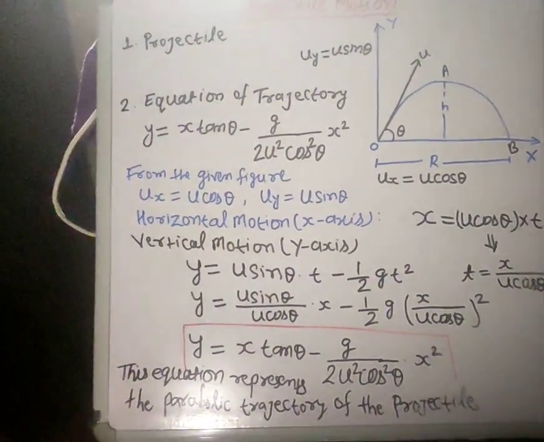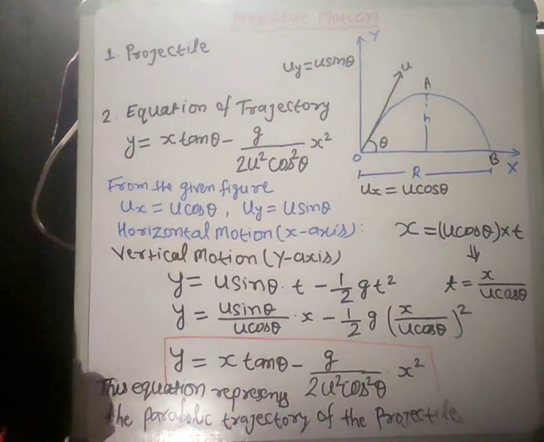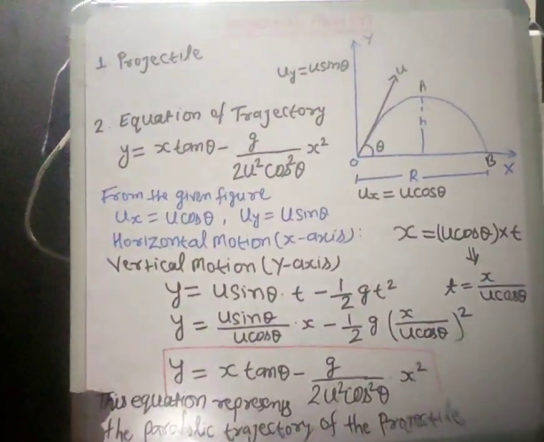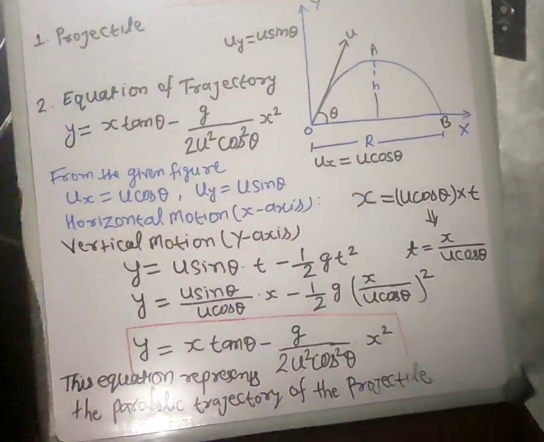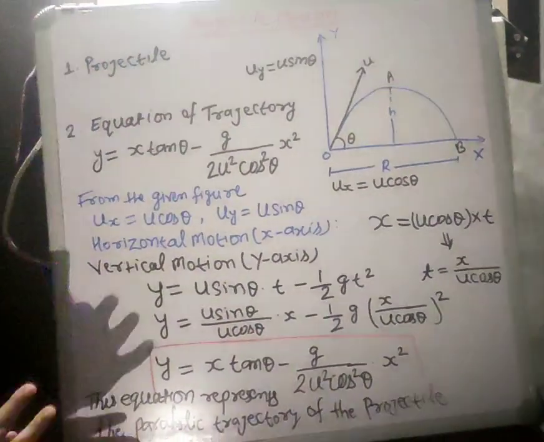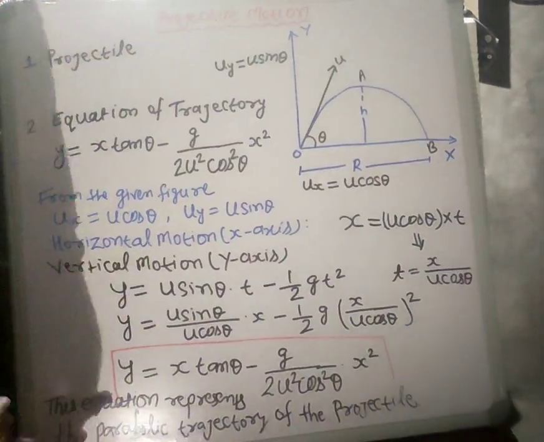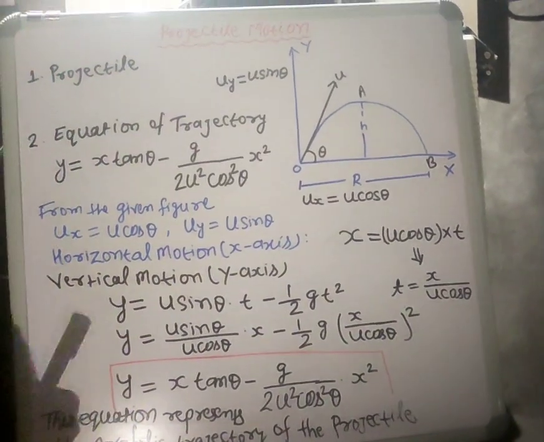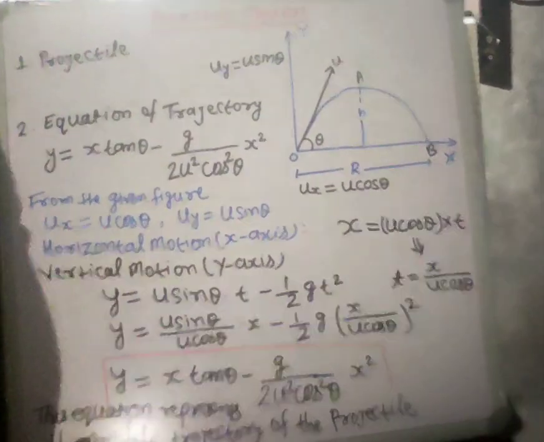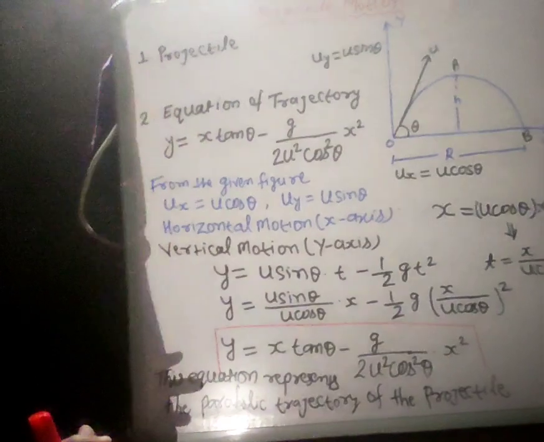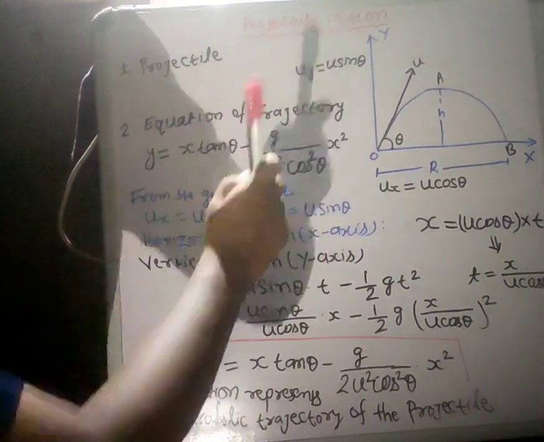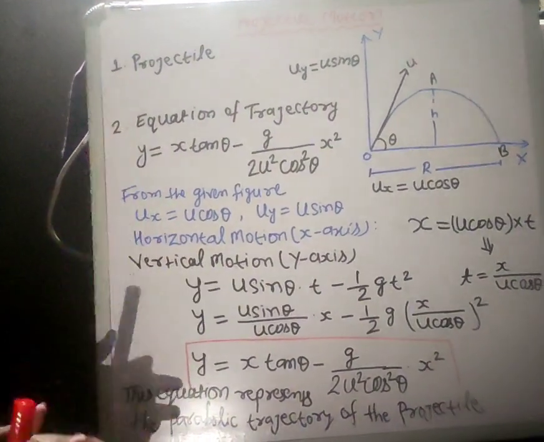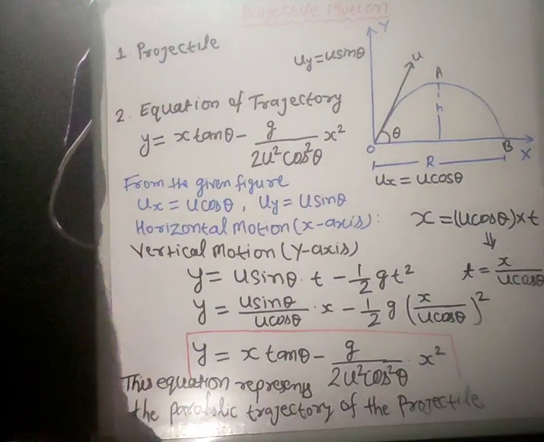Hello students. Today we are going to discuss a very important topic, that is projectile motion. Projectile motion is motion in a plane. That is, if an object is moving in a plane, a two-dimensional coordinate system with x and y axes, then such type of motion is called projectile motion.